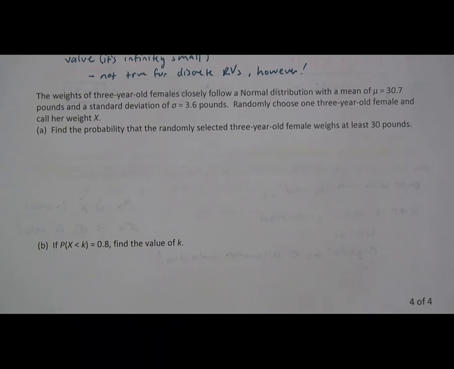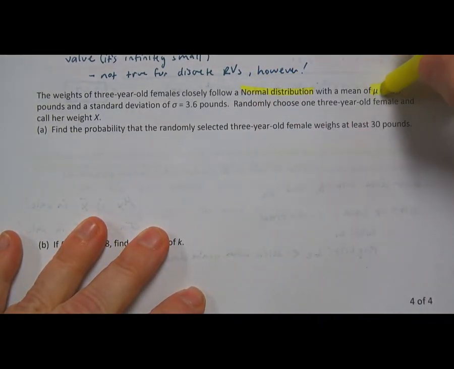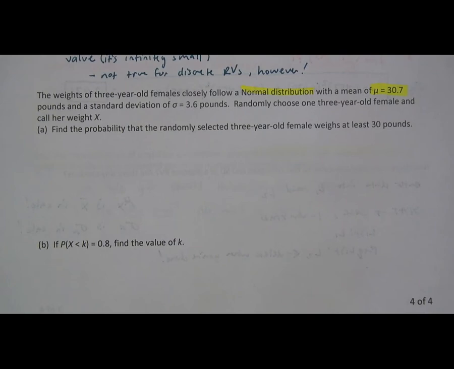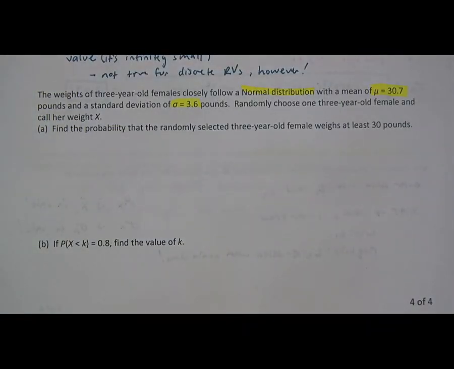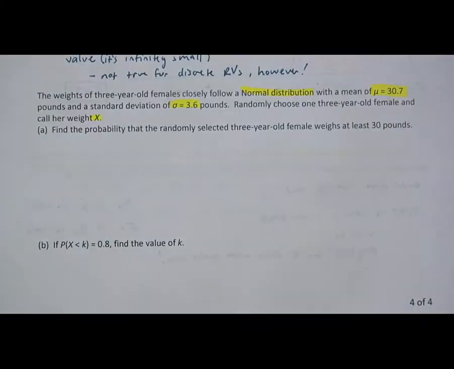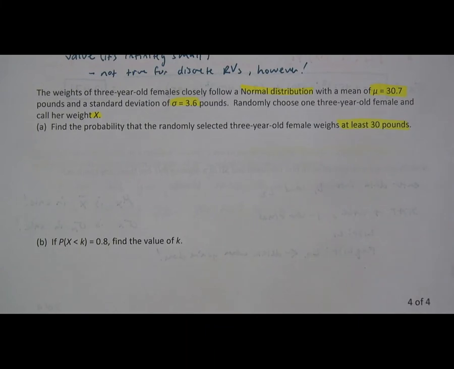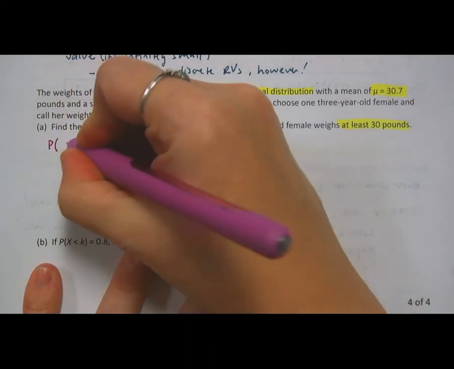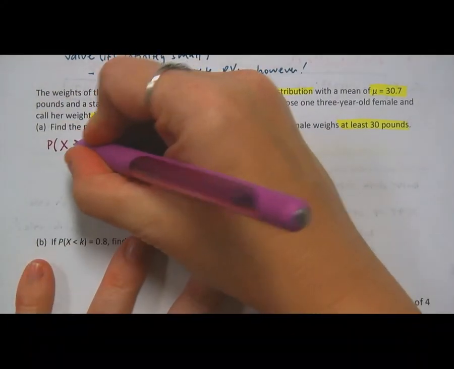The weights of 3-year-old females closely follow a normal distribution. Here's the mean weight of a 3-year-old female, 30.7 pounds, and the standard deviation is 3.6 pounds. Randomly choose one 3-year-old female and call her weight X, capital X. Find the probability that the randomly selected 3-year-old female weighs at least 30 pounds. So we want the probability that she weighs at least 30, which is 30 or more.